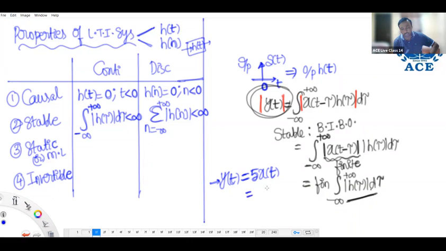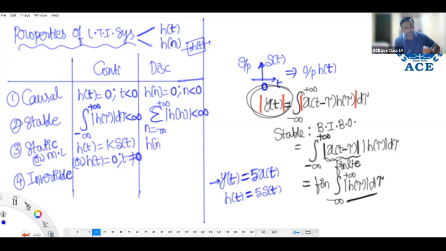So how to take the impulse response definition here? Input is impulse, output is impulse response. x(t) is delta(t), y(t) is h(t). If the input is impulse, output is impulse response. So h(t) equals k times delta(t), or h(t) is 0 for t not equal to 0.